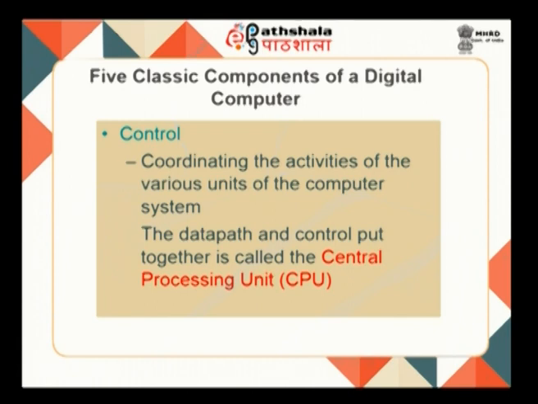is called the central processing unit, or popularly abbreviated as the CPU. So, the CPU consists of the arithmetic and logical unit, the ALU. It consists of some registers which are used for storage, and it also consists of the control unit, which forms the heart of the computer system and coordinates the activities of the various functional units of the computer system. Now, all this put together is normally called the central processing unit.